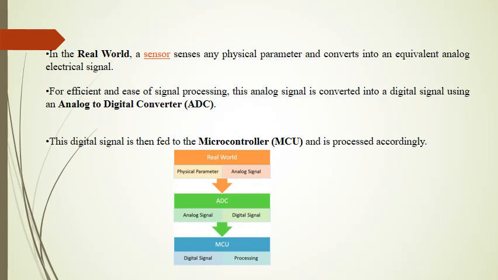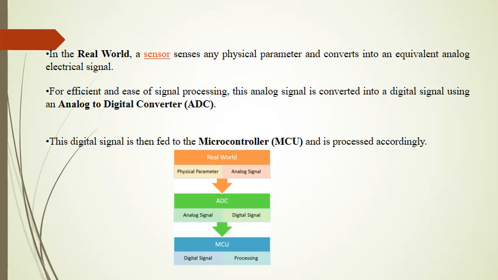Let us say that we have to build a project or an application wherein the atmospheric temperature has to be sensed and displayed on an LCD. What we require is a temperature sensor, a microcontroller and an LCD. The output of the temperature sensor will be an analog voltage. This analog voltage has to be fed to the microcontroller so that it can convert that voltage into equivalent temperature and print that temperature on the LCD.